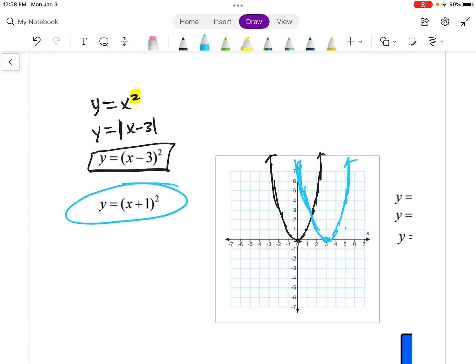Y equals (x plus 1) squared. You don't have to graph it, but take just a second and think about what you think will happen. So the plus 1's on the inside. It's going to shift the graph to the left 1. So shift it to the left 1. All the other points stay the same. So the graph should look just like the original parent graph, the black one there. It's just shifted left 1.